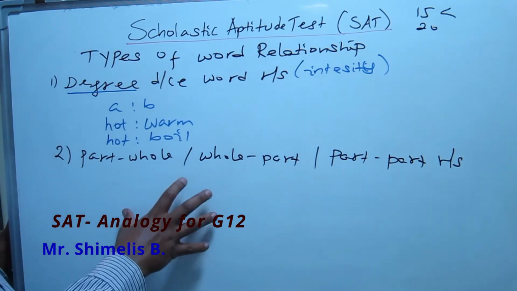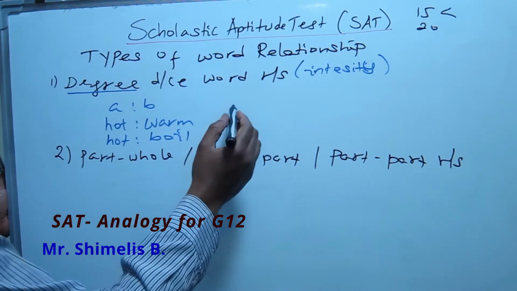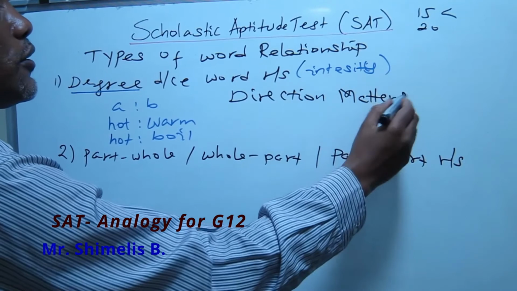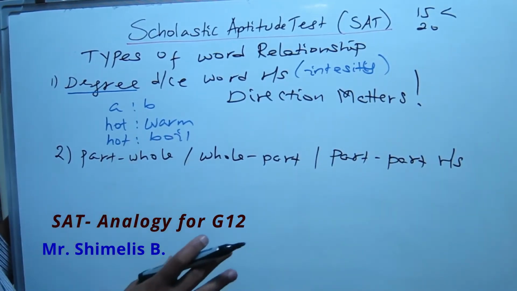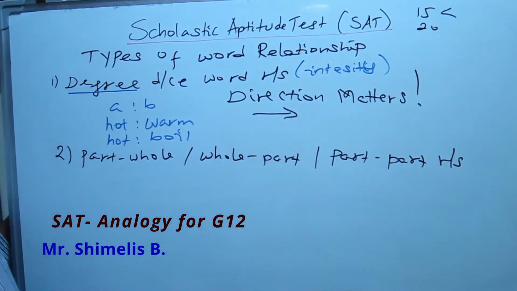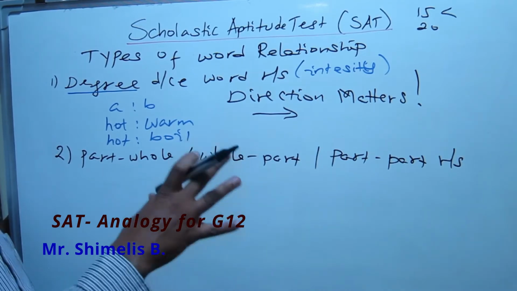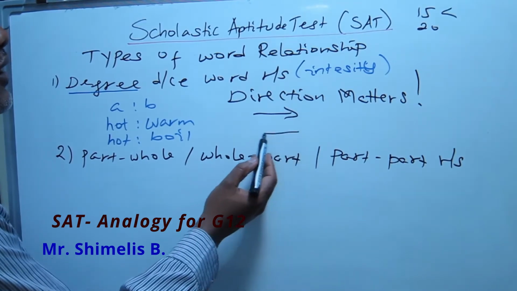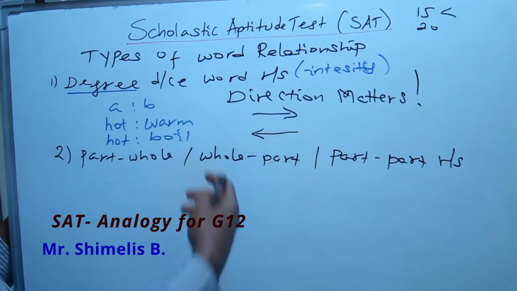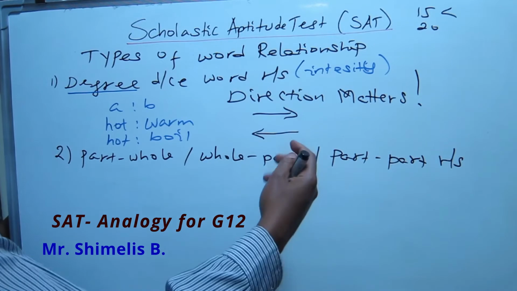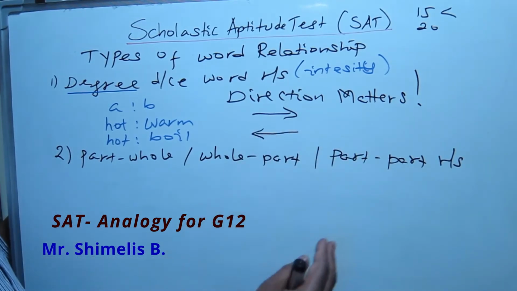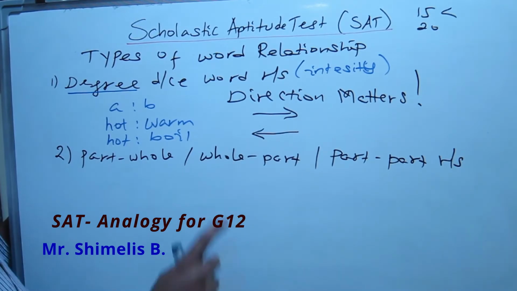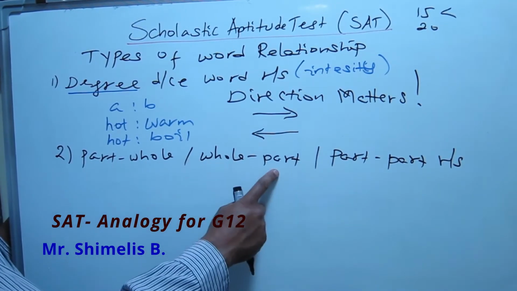Now, as you can see, direction matters in analogy. Don't forget this. If the given capitalized word is connected this way, among the answer choices given, you have to look for a pair which is connected this way. And if the given capitalized words are connected in this direction, again you look for a pair connected in this direction. Defining the relationship type is one thing, and determining its direction is another thing. So you have to know the direction. As you can see here, part-whole and whole-part are different in direction.